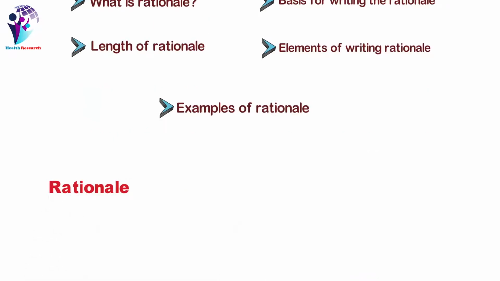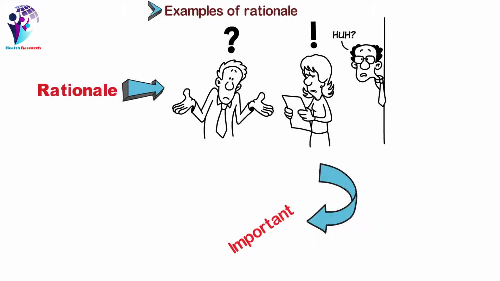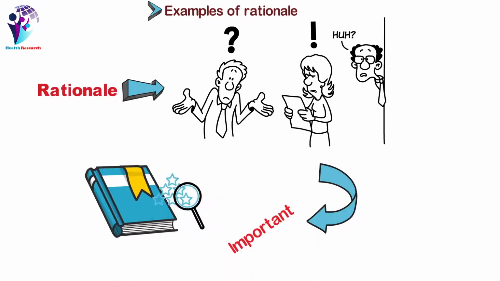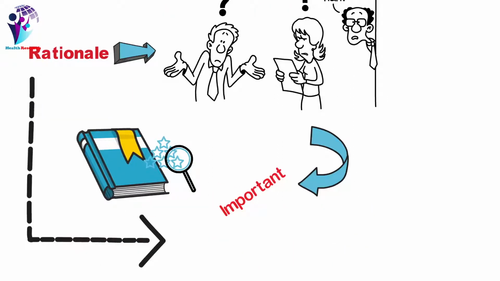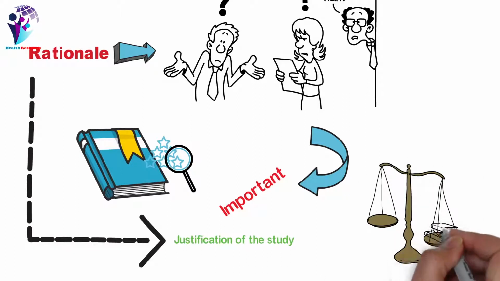The rationale of your research is the reason for conducting the study. The rationale should answer the need for conducting the said research. It is a very important part of your publication as it justifies the significance and novelty of the study. That is why it is also referred to as the justification of the study.